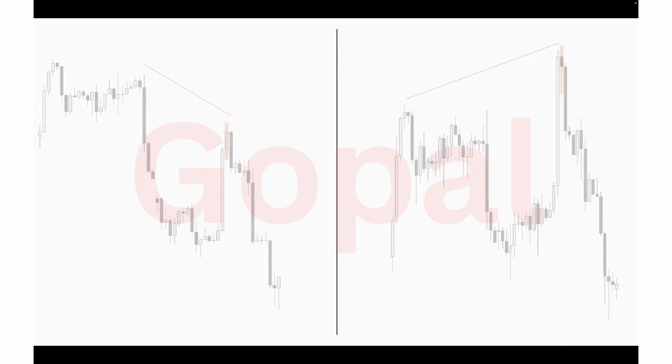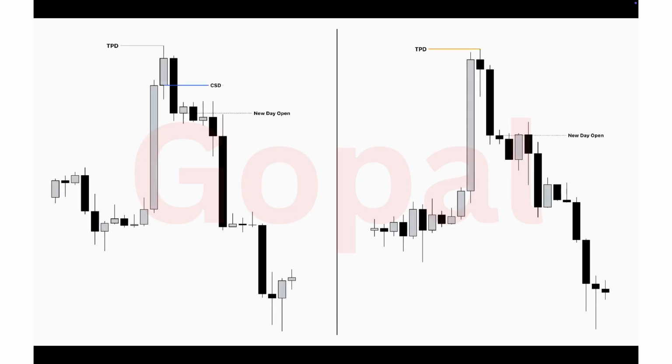Now if we zoom in a little bit closer, you can see we have the TPD form right here, and then we have that change in the state of delivery. Now what do I mean by change in the state of delivery? As you can see, we have candle number 3 right here, candle number 2 right here. You can see candle number 3's close is lower than candle number 2's opening price. So if you have a bearish TPD and candle number 3 strongly closes below candle number 2's open, for the asset that is up close, then that is a valid CSD.